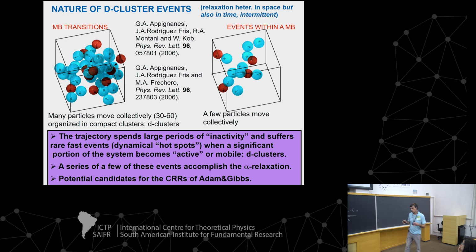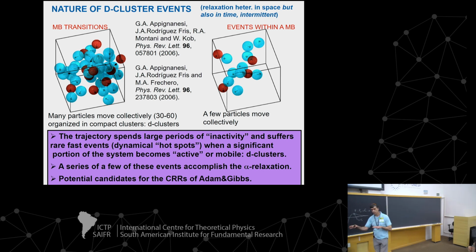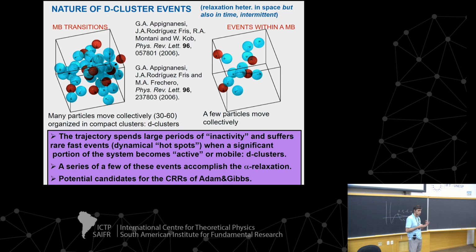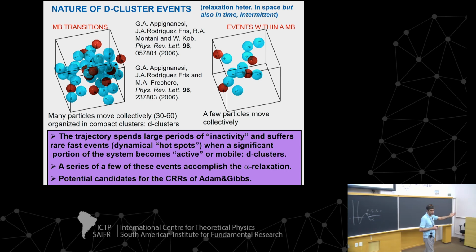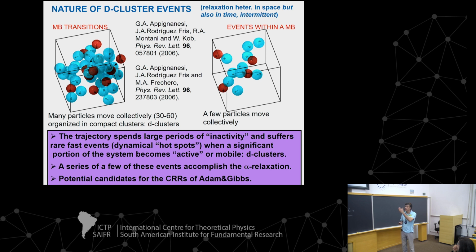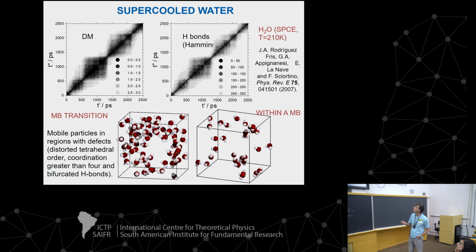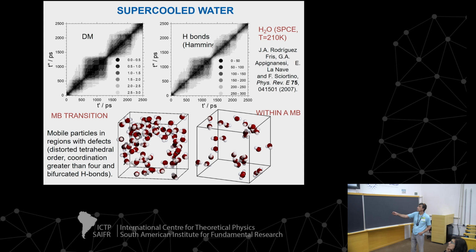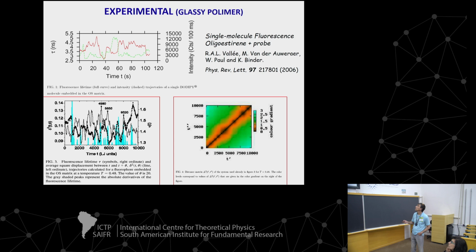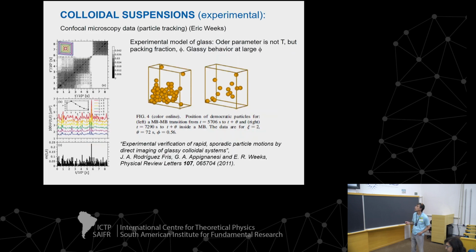But the point is that not only is the system composed of different regions with different mobilities, the mobile regions are also intermittent. You have to spend long times without mobility to suffer one of these events. And this can be seen in very different systems. Here is supercooled water with Francesco Sciortino. These are the same kind of events. At some point you have a lot of mobility, and at other points you have nothing. This is the same for silica. This is an experimental corroboration in a glassy polymer, and we did this with Eric Weeks in Atlanta with confocal experiments in a colloidal system.